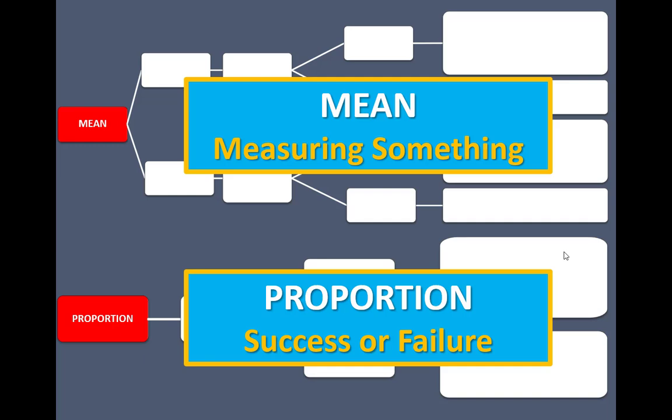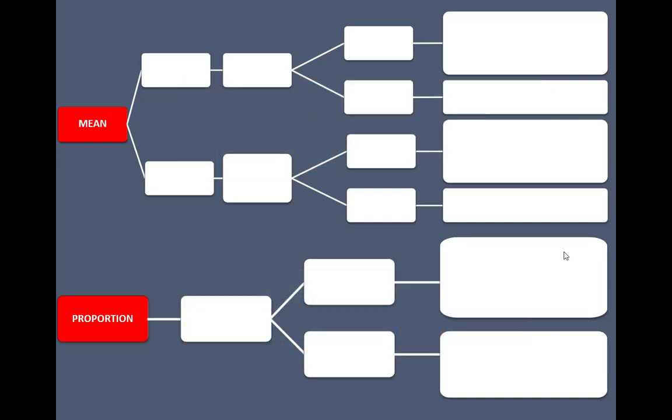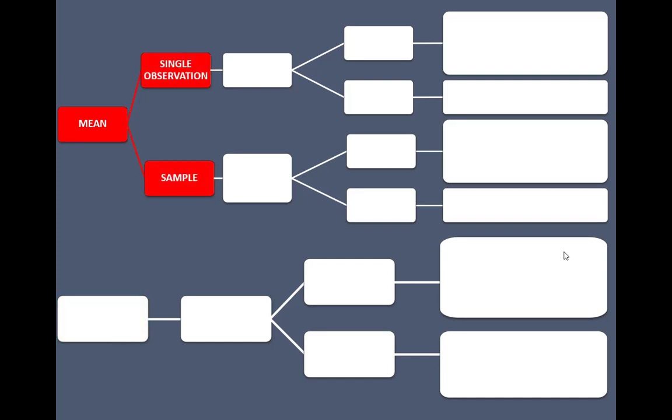So having asked myself, is this a question about mean where I'm measuring something, or is it a question about proportion where I'm talking about success and failure? If it happens to be a question of mean, then I next want to ask myself, am I dealing with a single observation or a sample? Is my measurement from one item or from a group of items? Really, anything more than one. If it's one item, then it is a single observation. If it's anything more than one, then we are dealing with a sample.